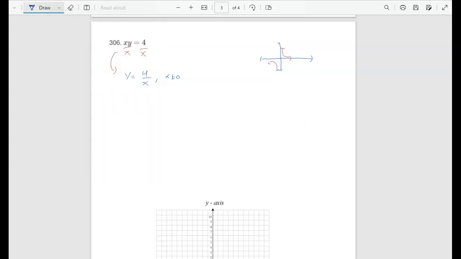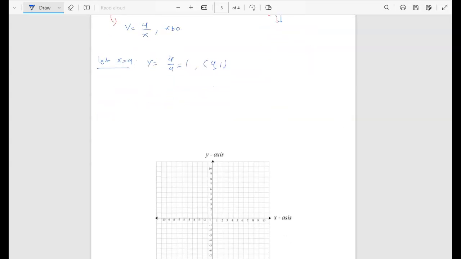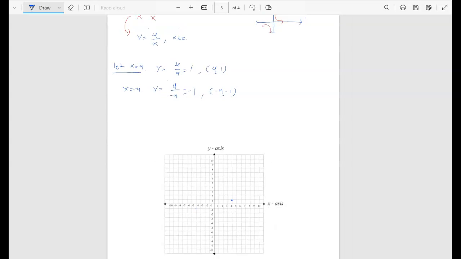Let me pick a couple of values. I'll just say let x is equal to 4. Then your y value is going to be 4 over 4 or 1, so 4 comma 1. So we're going to have 1 point there. And if x is equal to -4, your y value is going to be 4 over -4 or -1. So this will be -4 comma -1, which is here. I'm just using those values as a reference.